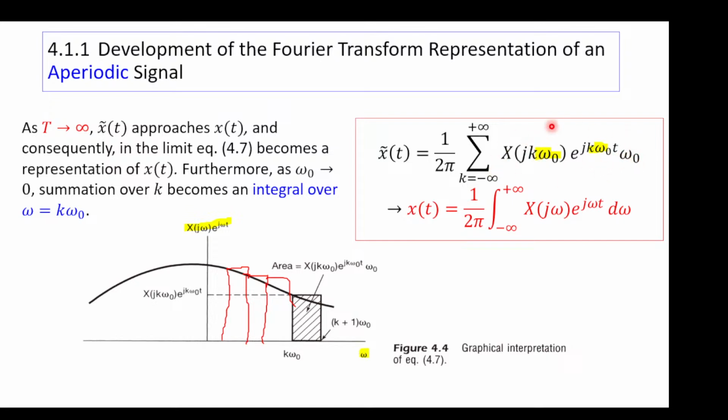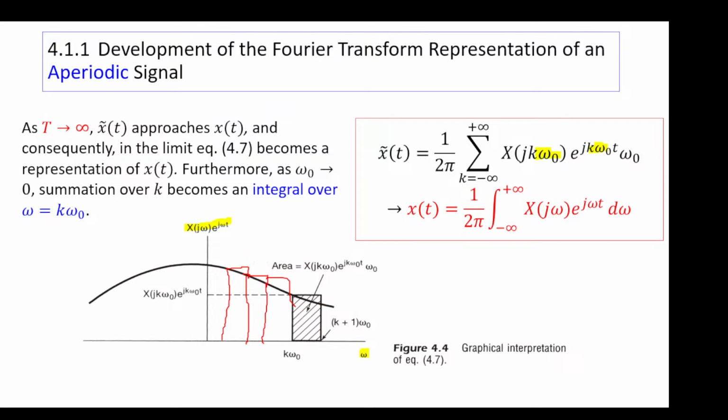Because each term in this summation is a rectangle. So you can think of this as a rectangle with height being e to the j omega t, sampled at omega equal to k omega naught, right? So here we have an example. This is a textbook example.